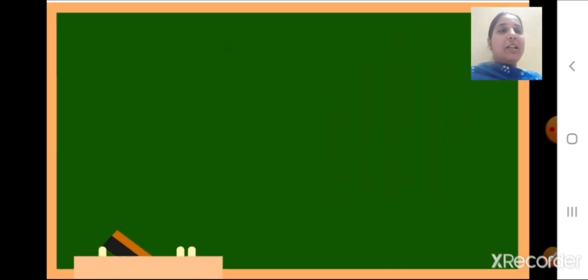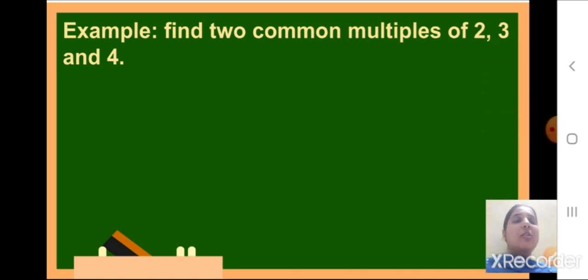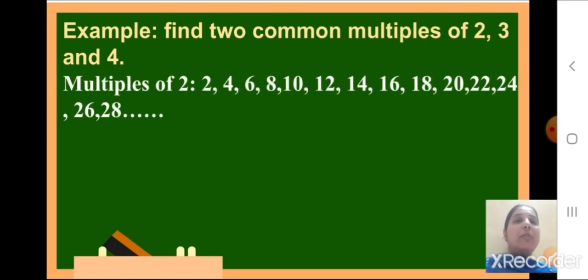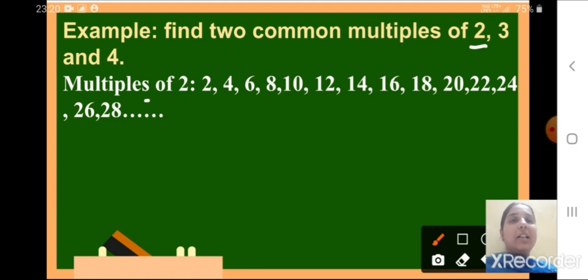Let us see one example. Suppose we have to find two common multiples of 2, 3 and 4. First we will write their multiples. The first number here is 2. So what will be the multiples of 2? You can see 2, then 2 2s are 4, 2 3s are 6, then 2 4s are 8, that is the fourth multiple of 2, then 2 5s are 10, the fifth multiple of 2, isn't it? Likewise we will keep writing.